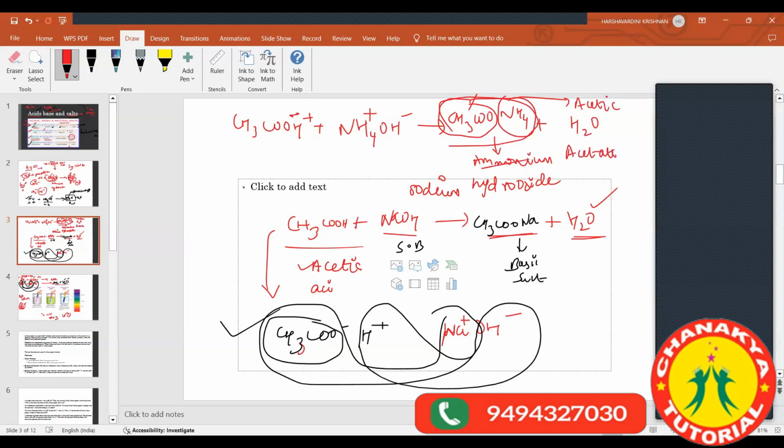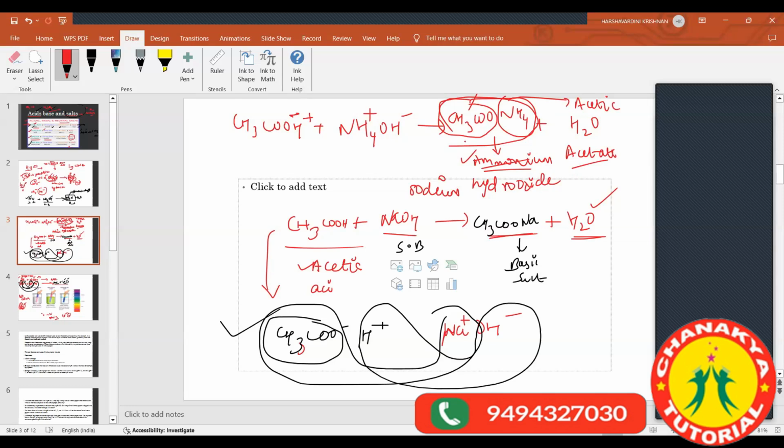Names are very important in chemistry. You should not say ammonia; ammonia and ammonium are very different. You should not say acetic; acetate and acetic are very different. You will know why they are called so, not now, maybe in the higher classes. But for now, you just have to remember this is ammonium acetate.